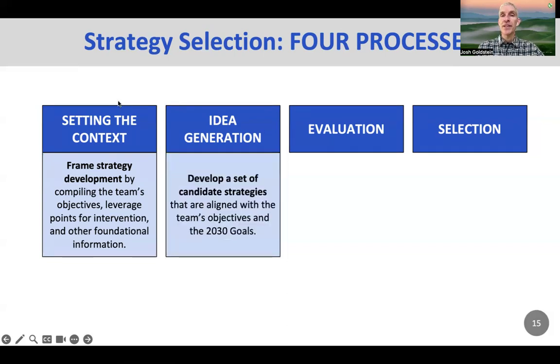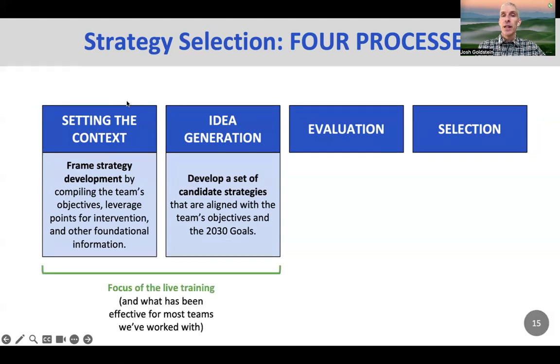The second process is strategy idea generation. This is where the team rolls up its sleeves to creatively brainstorm and develop a set of candidate strategies that are aligned to its objectives and the 2030 goals. The upcoming training session will focus on these 2 processes, as they are what we have found address the needs of most planning teams we've worked with to align on a set of strategies to implement and begin adaptively managing.